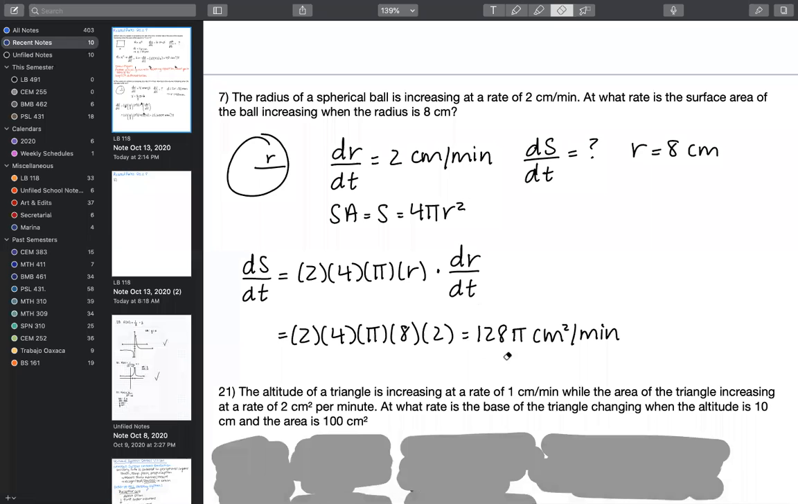And again, this is another example where it's totally acceptable to have pi in your answer. In general, for this class, it will be totally acceptable to have pi as a part of your answer, especially when we get a little bit more into the trig problems going forward. Any questions on this one?